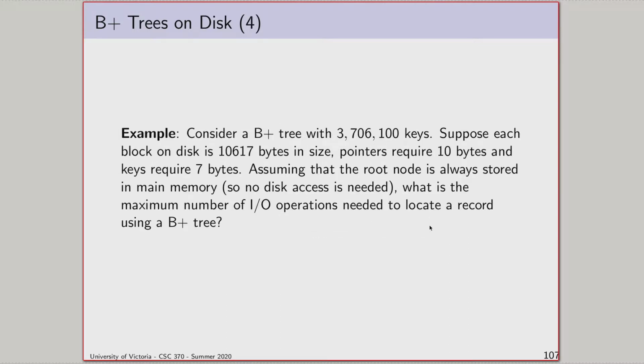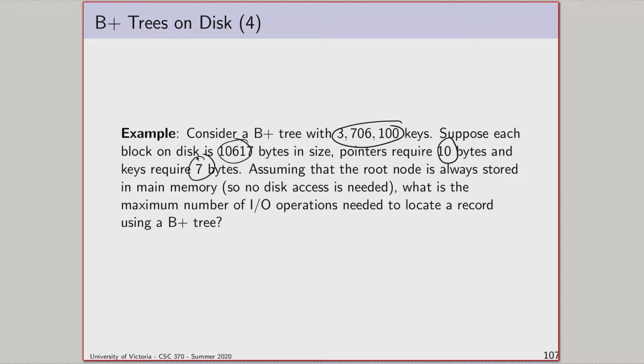Suppose we have a B plus tree with this arbitrary number of total keys, and we know that each disk block is this bizarre number of bytes in size. Pointers require 10 bytes, and keys each require 7. Now, interestingly, it points out there's a little optimization that we might do, and you'll see in the questions I post that something similar happens. We know that we can't store everything in memory. We don't have enough space. However, each block is what? 10,000 bytes. We could probably store a few blocks in memory.